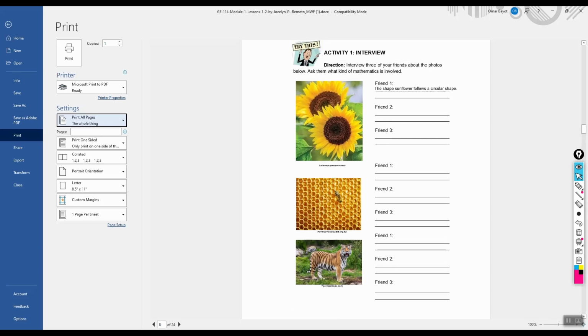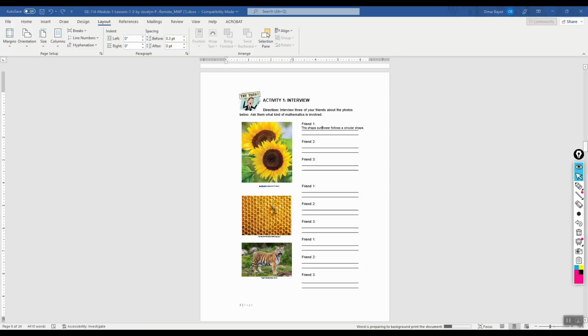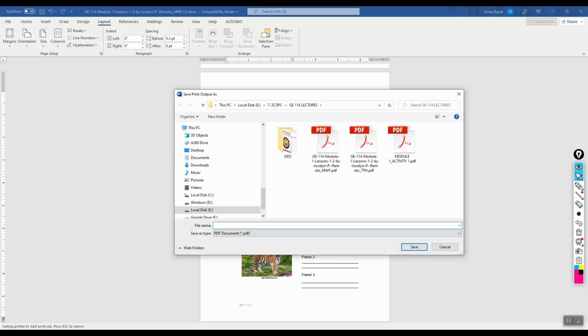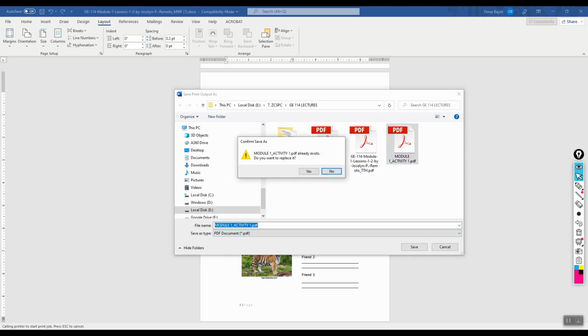You just choose the option to print the current page. So this will print this one from Word, have it converted to PDF, print, and save it as module 1 activity 1. Okay, I'll just replace that.